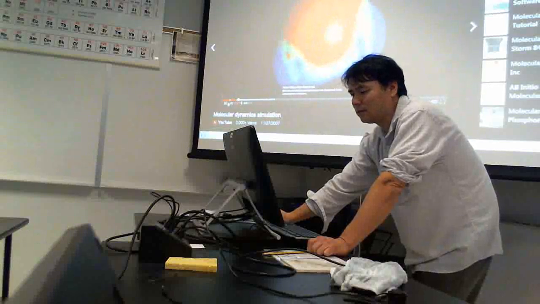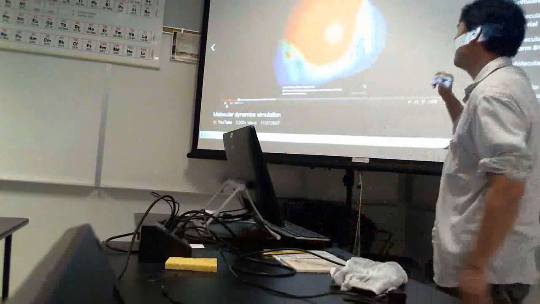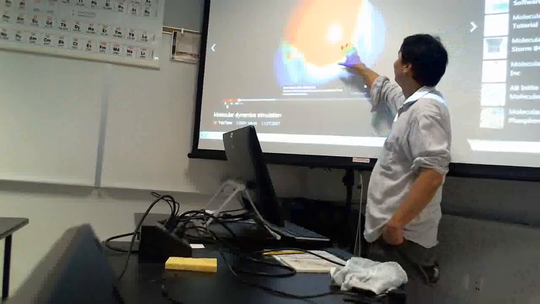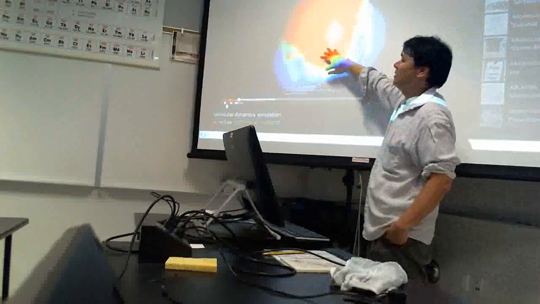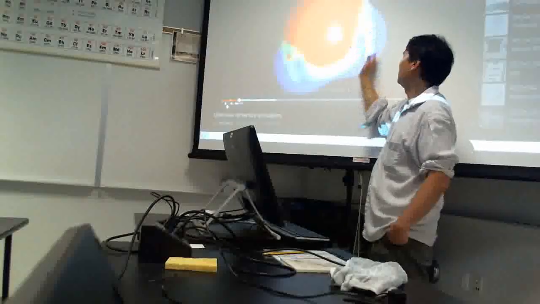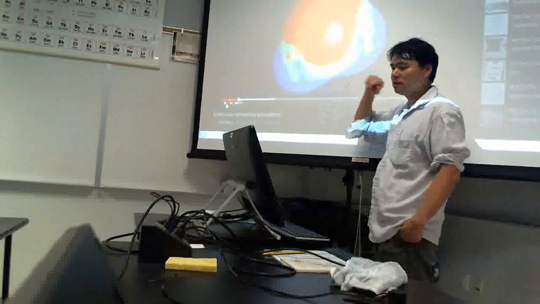Oh, this is important here. Do you know what they're showing? This is what we can see in Spartan. Polar, non-polar. You know what the red indicates? Negative electron charge density. The blue indicates positive charge density. And so this is what we want.